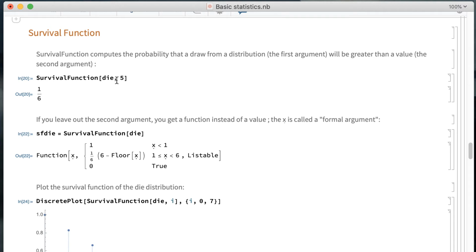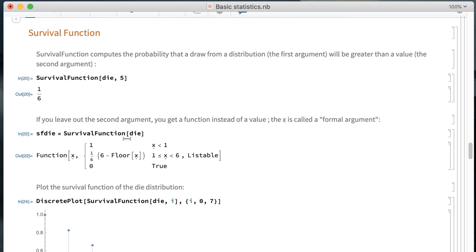So here we're asking, what's the probability, given that you're having a draw from the die distribution, that its value will be greater than 5? Not greater than or equal to 5, but greater than 5. And the only number on my die that's greater than 5 is 6, and that's 1 of 6 possibilities. So the probability is 1 in 6.